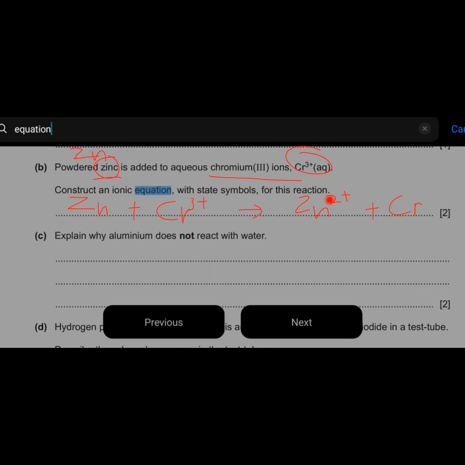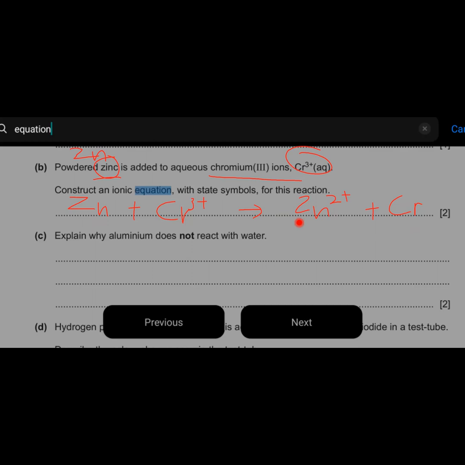How can you make this equal? Now, in a full ionic equation, you can't put electrons on one side. These are not half equations. The two half equations have combined, so this is the final ionic equation.